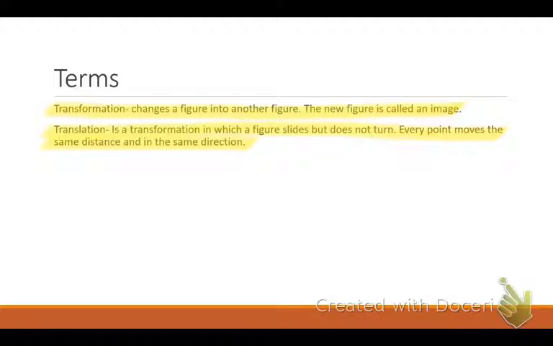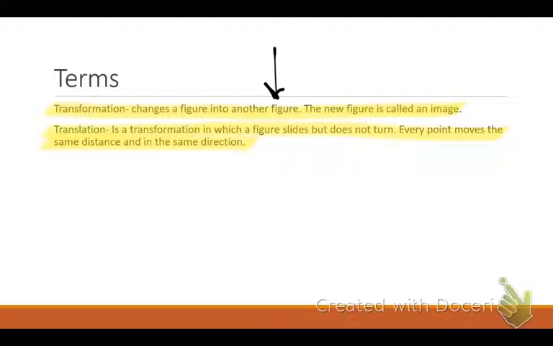All right, so what helps you know the difference between, let's say, in a matching section, if it was translation, reflection, rotation, dilation, all the different types of transformations, how are you going to know which one is which? Here's how. A transformation, okay, that's my overall. What is a transformation? It changes a figure into another figure, and the new figure is called an image. That's really important. So the new figure that is made is called the image.